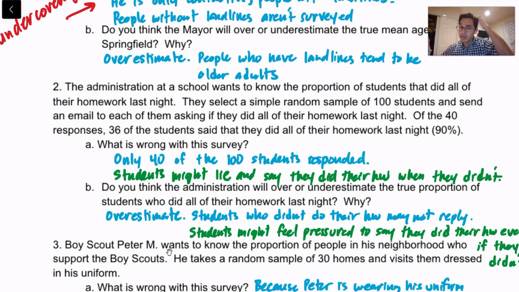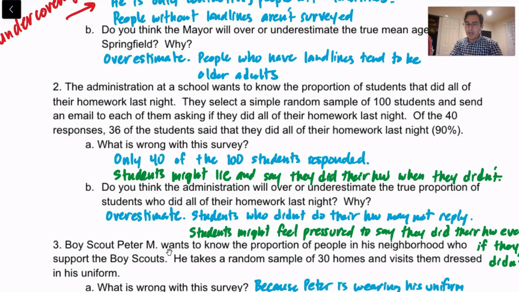So one thing that students noticed that's wrong is that only 40 students responded, however, 100 were contacted. So there's 60 students, more than half of those who were selected, who didn't even give a response. Another thing that students recognize that's wrong is that students might have lied on the survey, right? They might have said they did their homework when in reality they didn't.